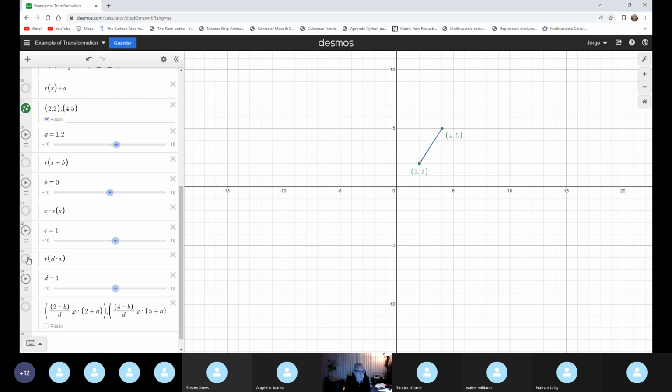The last one is when you multiply, but multiply inside the parentheses. You are affecting x by the factor. When the C is greater than 1, do you see compress? Horizontal compress. When the C is less than 1, maybe 0.8, it is stretch, horizontal stretch. Do you see? Stretch.